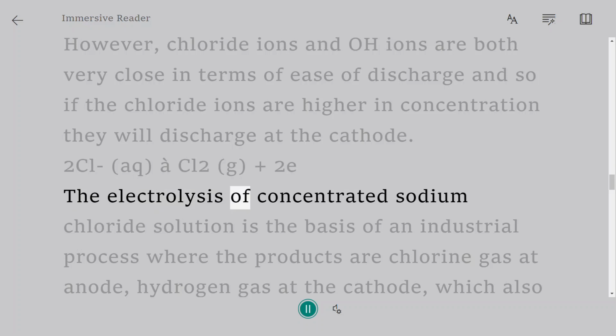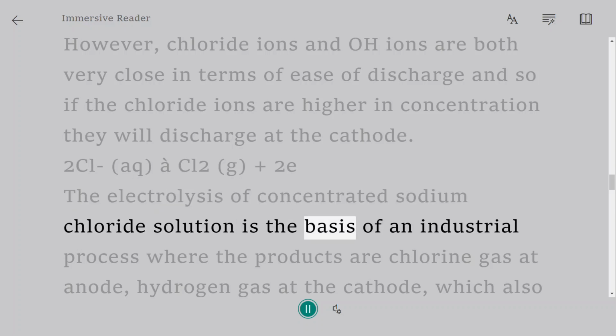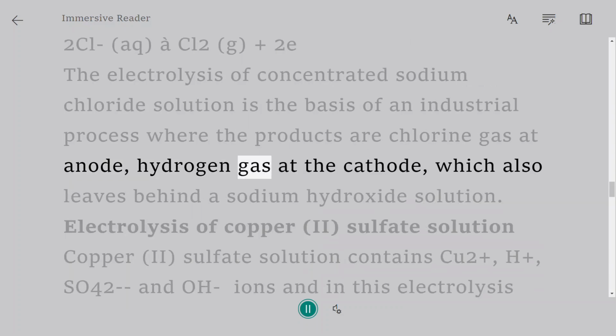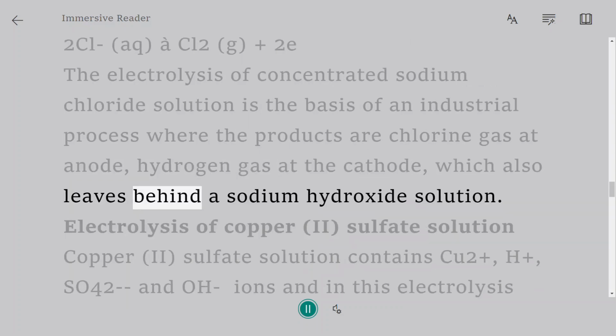The electrolysis of concentrated sodium chloride solution is the basis of an industrial process where the products are chlorine gas at the anode and hydrogen gas at the cathode, which also leaves behind a sodium hydroxide solution.